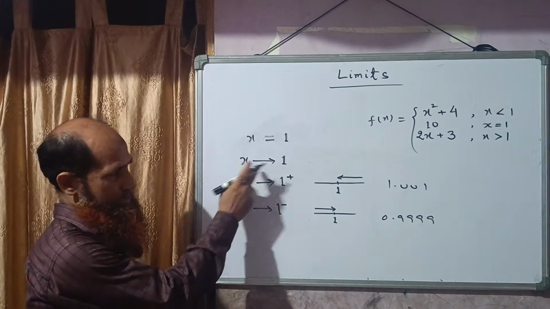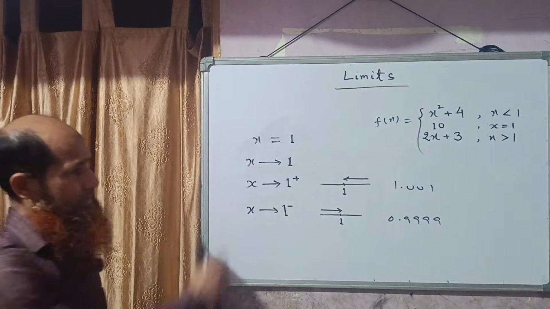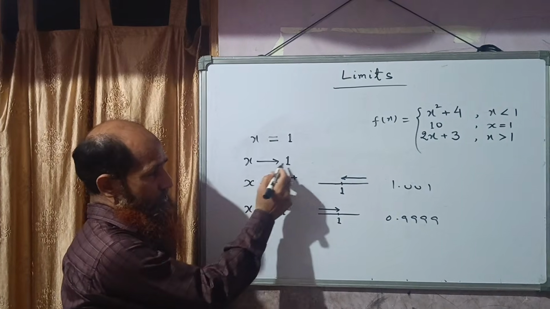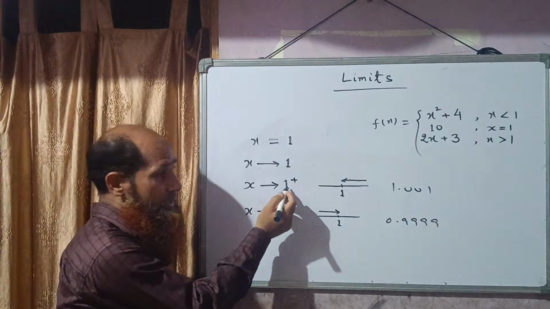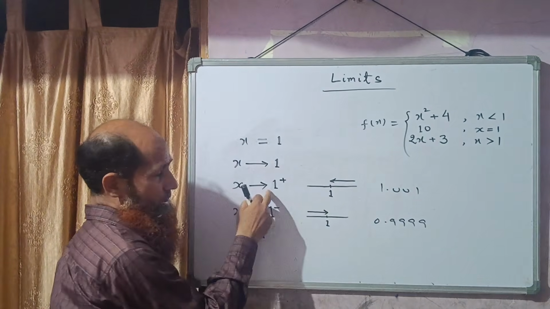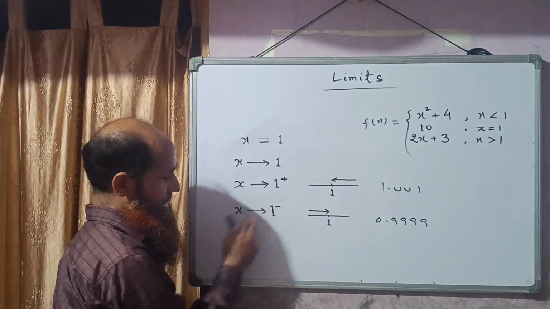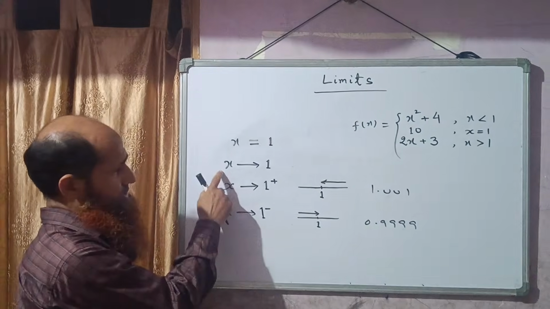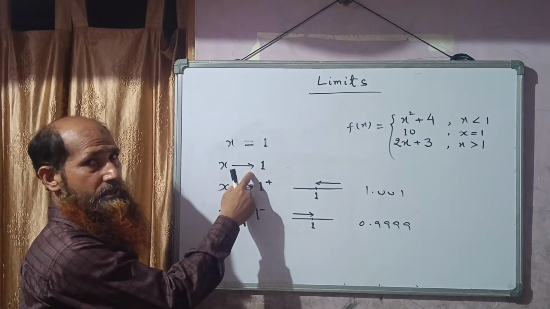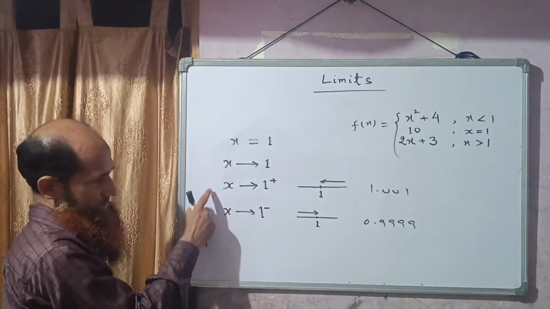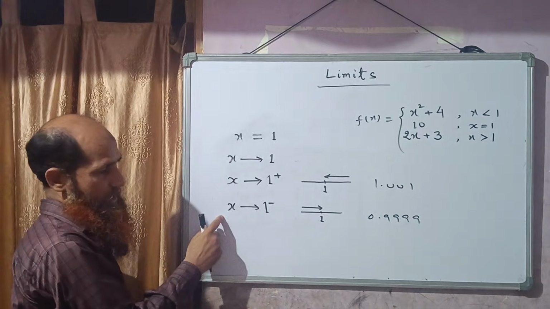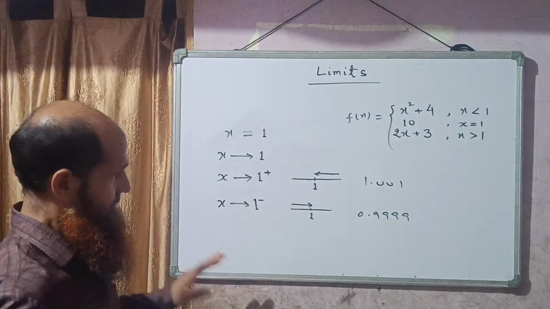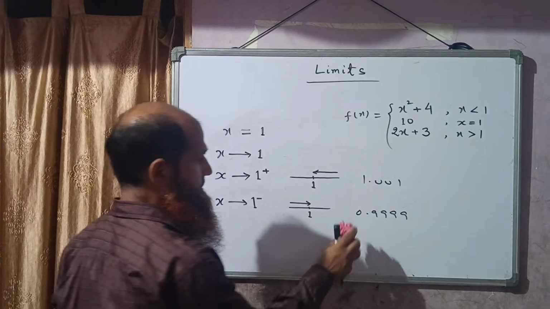Now what about x tending to 1, what do we mean by this? It contains these two together. x tends to 1 plus means x approaches 1 from right, x tends to 1 minus means x approaches 1 from left. So when we say x tends to 1 or x approaches 1, it includes both, x approaches 1 from right and x approaches 1 from left. Okay, so those are the basic terms.